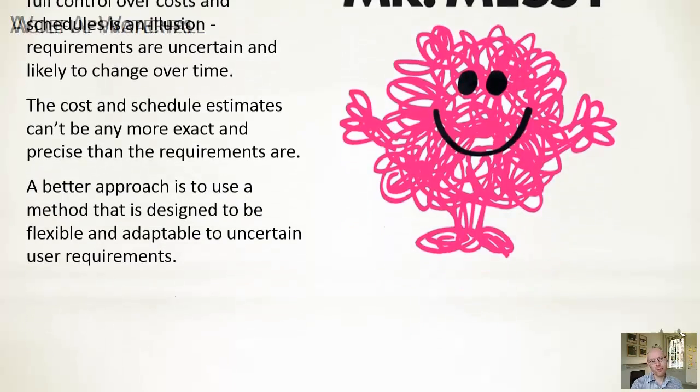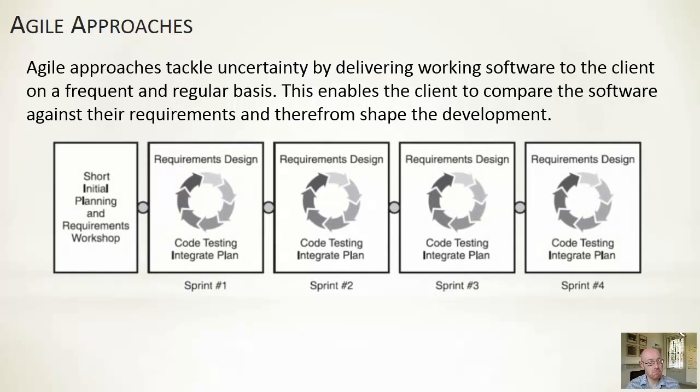So, Agile approaches, how do they work? It's a fairly simple way they work, actually. They tackle uncertainty by delivering working software to the client on a frequent and regular basis. So if you like, as opposed to the Waterfall model, which is one large cycle and can be over a large period of time, if you were to chop that up into much smaller segments, let's say once every month, and once every month you're saying to the user, I'm going to listen to what you want, I'm going to do some design, I'm going to implement it, I'm going to test it, I'm going to deploy it.